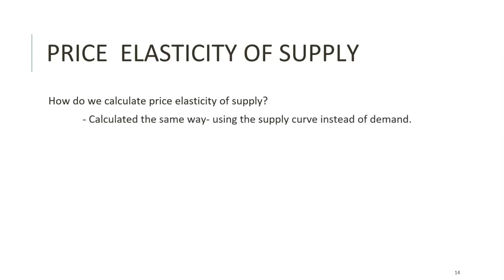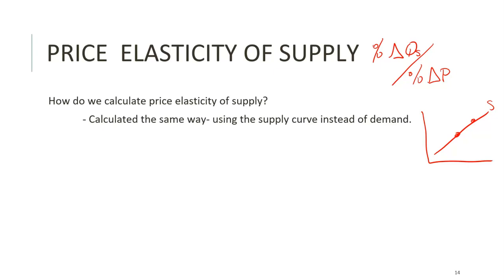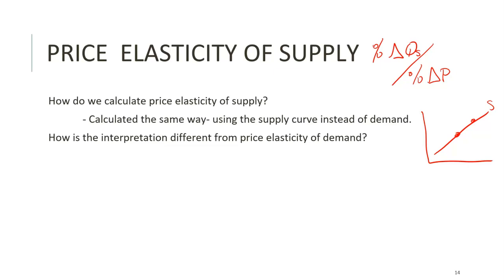So instead of looking at how elastic our customers are, we're going to be calculating how elastic or how sensitive our suppliers are. We're actually going to do this the same way. So percentage change in quantity divided by percentage change in price. The only difference is instead of being quantity demanded on the top, now it's quantity supplied. So we're looking at a graph. We're looking at that change in quantity on the supply curve and change in price on the supply curve. How it is interpreted is very similar. So we're looking at how sensitive suppliers are to changes in prices.